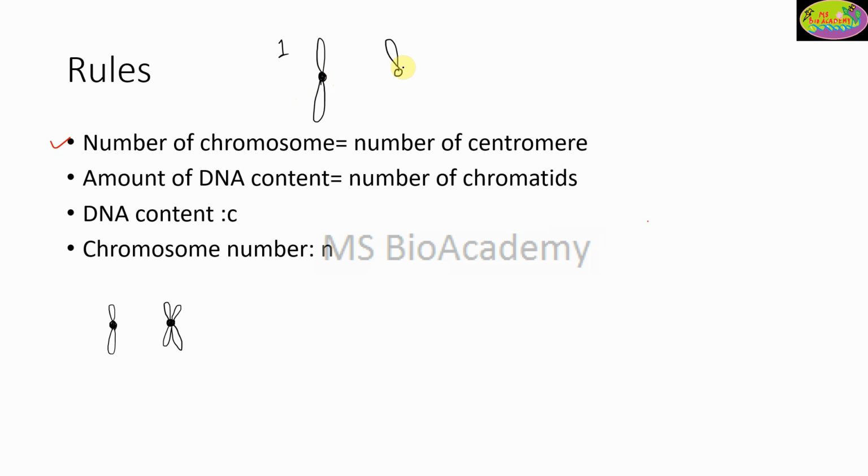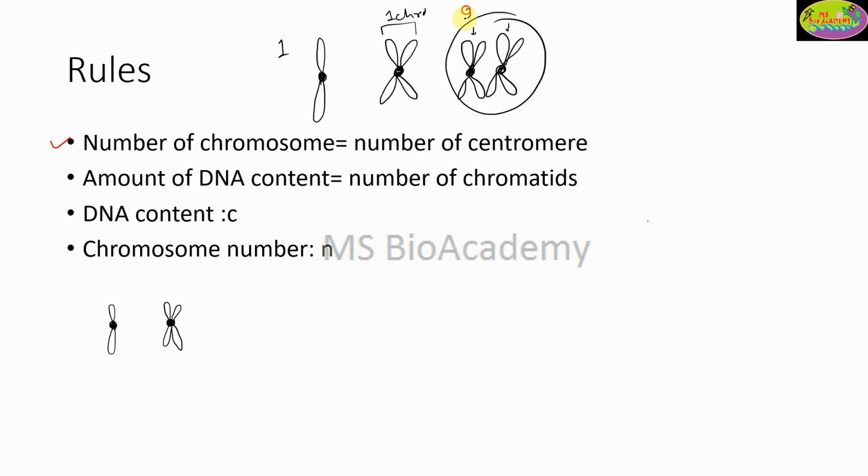So that means this is only one chromosome, right? Now see this one. What about this one? This is again a centromere, and these are the arms. So what do you see? Again one centromere, so this is also only one chromosome, right? Now if I give you this one, what do you see here? There are two centromeres. That means this is one chromosome, this is one chromosome, so two chromosomes are present, right?